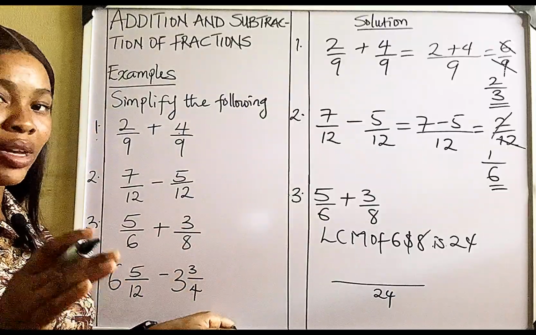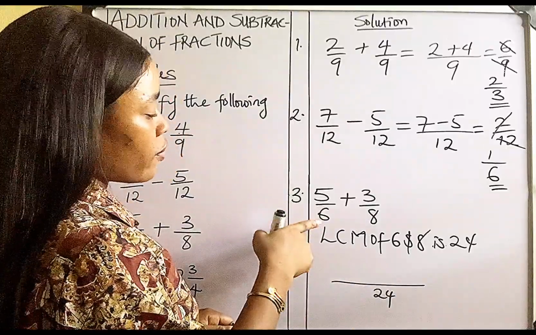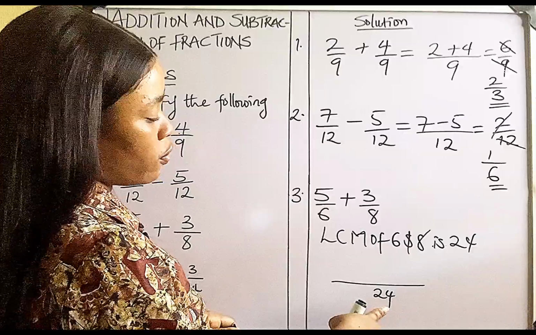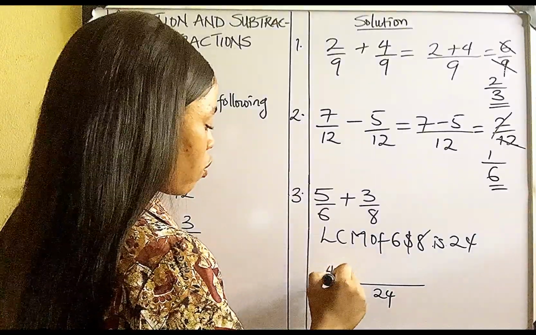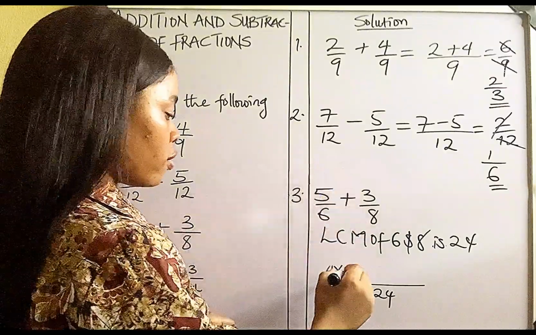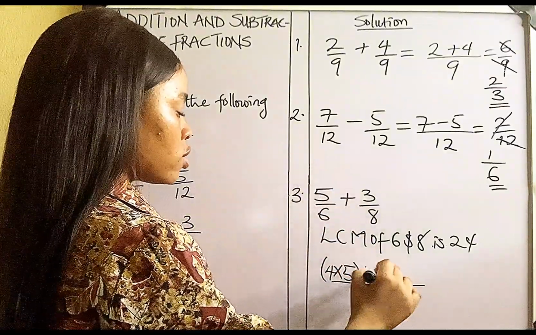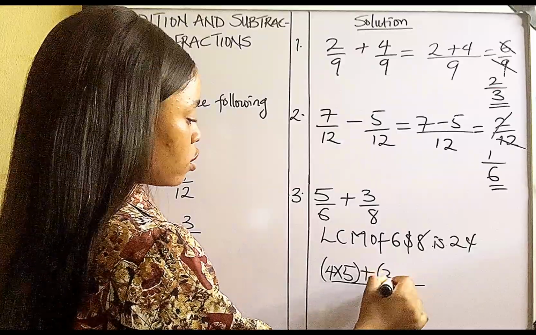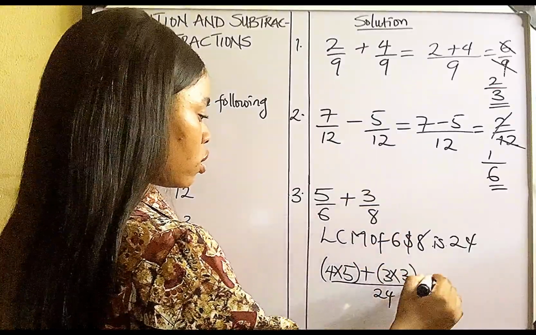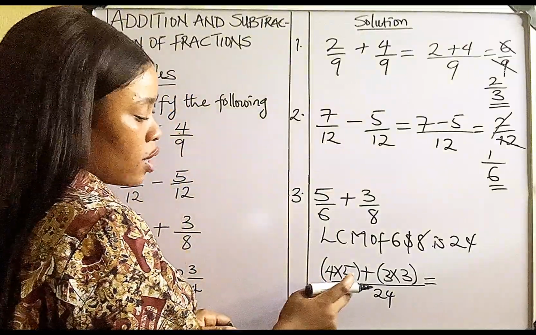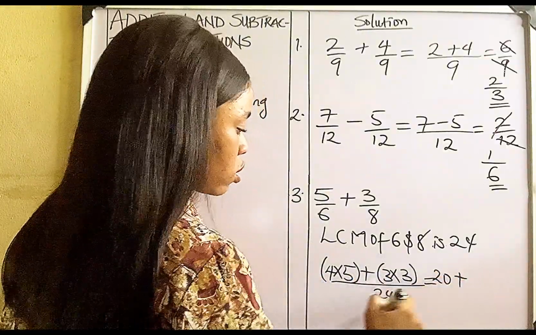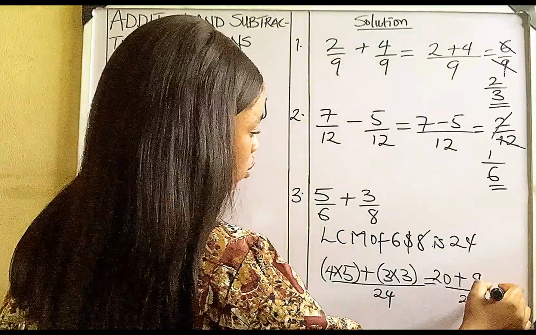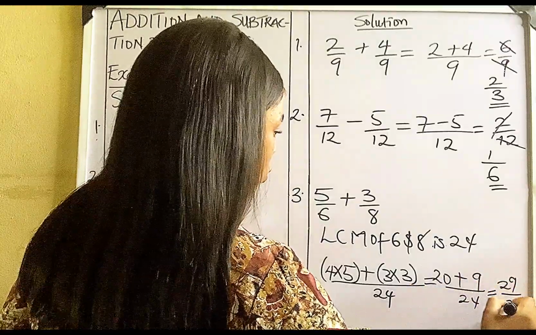Now take this step by step, just follow me. You come to the first fraction. 6 going into 24 gives 4, so that is 4 times the numerator, which is 5, plus, come to the next one, 8 going into 24 gives us 3, times the numerator, which is 3, equals 4 times 5, that's 20, plus 3 times 3, 9, all over 24. 20 plus 9 is 29 over 24.